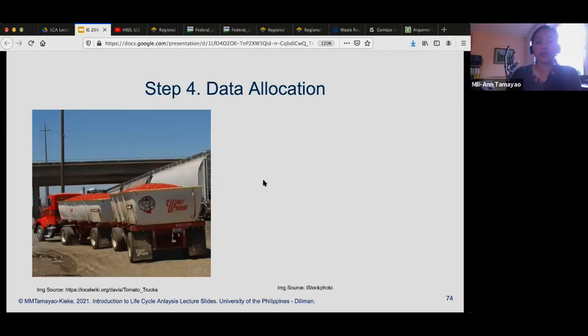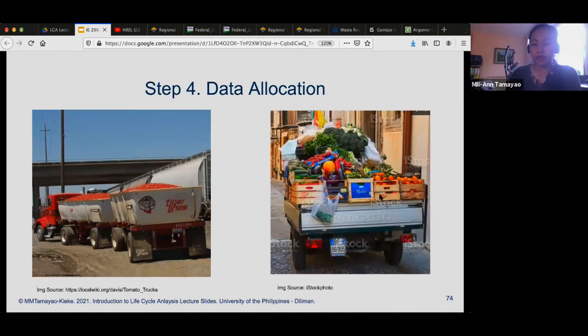After validation, the next step is data allocation. So let's look at this. It would be nice if, say, in the transportation process, if you're doing an LCA of tomatoes, it would look like this: the only product being transported is tomatoes. However, what if the transportation process looks something like this? You have to be able to take into account the other co-products of this transportation unit process. Therefore the need for data allocation. More on this later in the course.